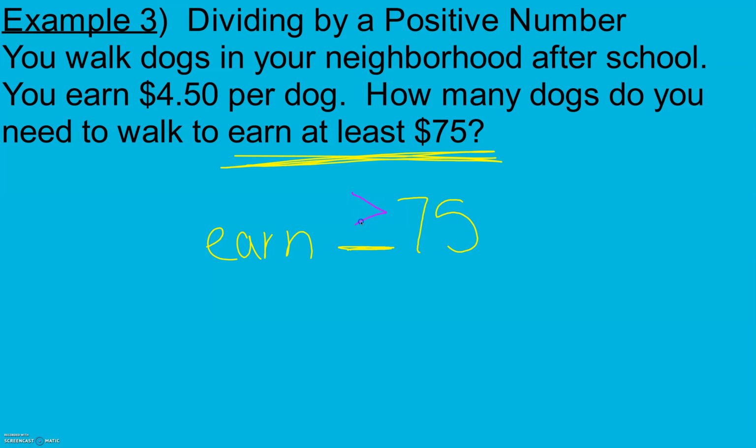So it's got to be greater than or equal to. At least means greater than or equal to. 75 is the smallest it can be. Again, if you're not sure, plug in some test values like that and see which one makes it true. Now, we earn $4.50 per dog. So $4.50 times the number of dogs. Don't forget to define your variable.